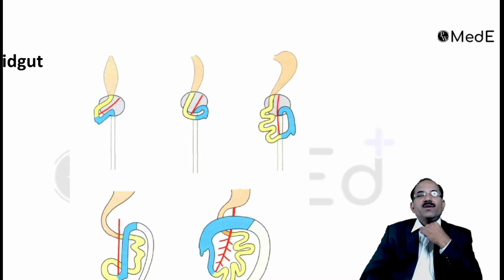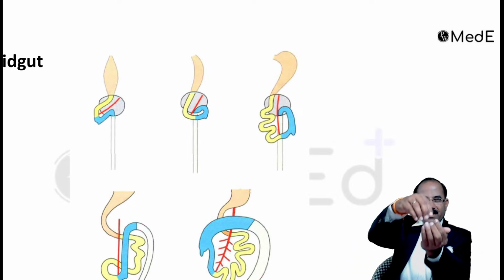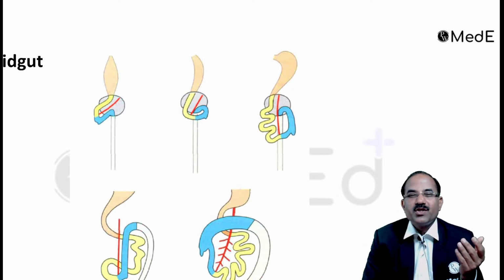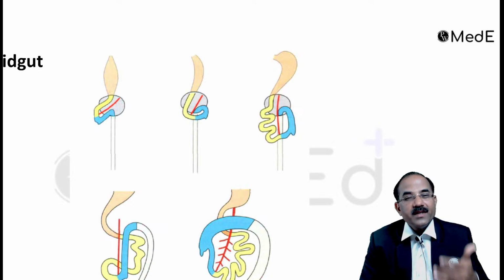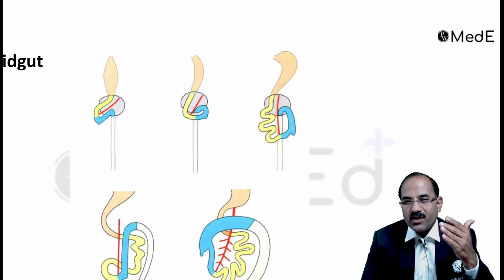What is this? This is a hernia. It comes outside the abdominal cavity. But this hernia is going to reduce. It is therefore known as a physiological hernia. When does the herniation occur? Another very important MCQ, students. When does the herniation occur?